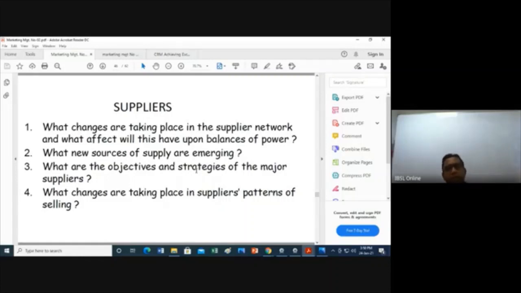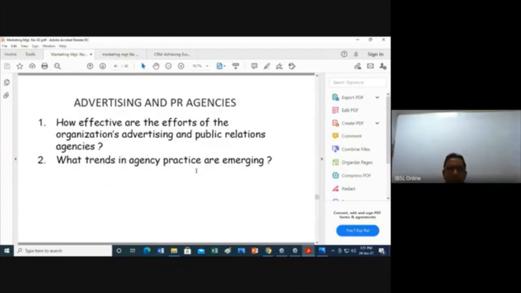At the same time, there are other suppliers who will be supplementing our business, like IT suppliers and various other service suppliers. But if you take our main trading stock or trading item, it is money. So we are dealing in money. We buy and sell money. That's what we do. Our major business is that. What new sources of supply are emerging? What are the objectives and strategies of major suppliers? We'll discuss that in a little while. What changes are taking place in suppliers' patterns of selling? That also may not be applicable much for banking, but it's common.